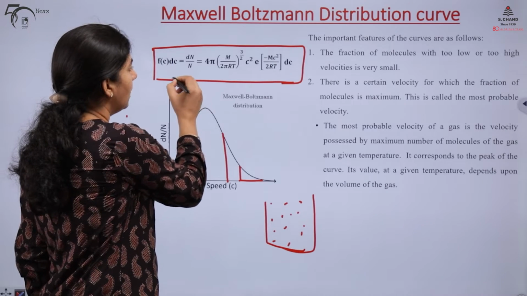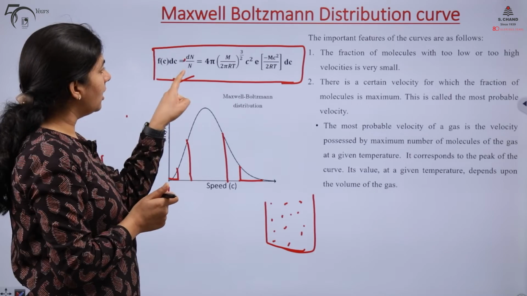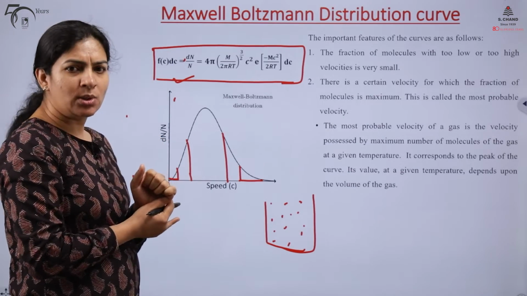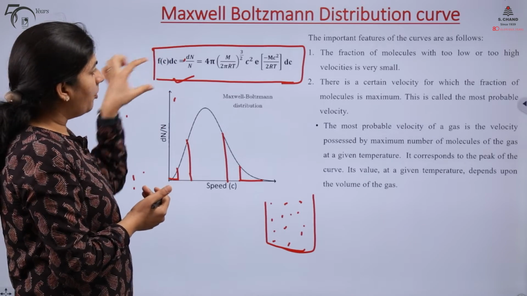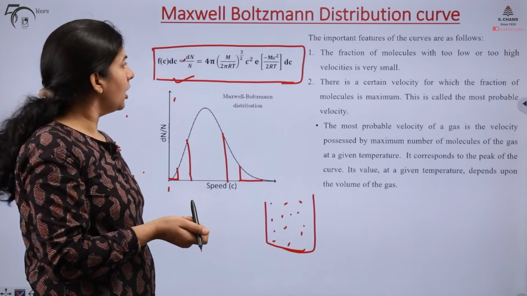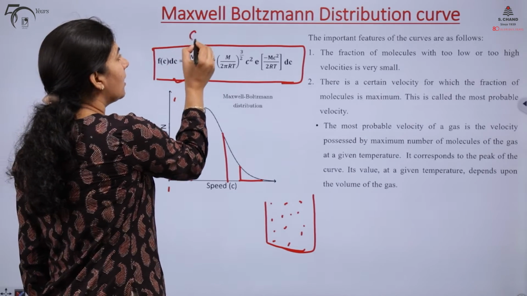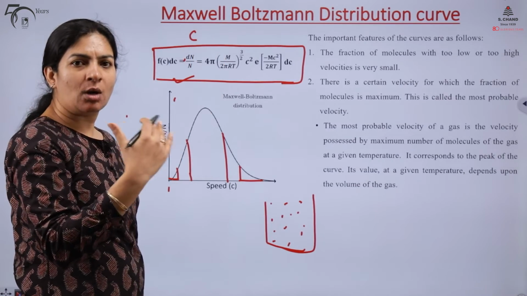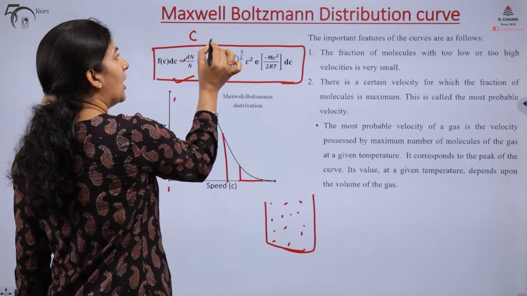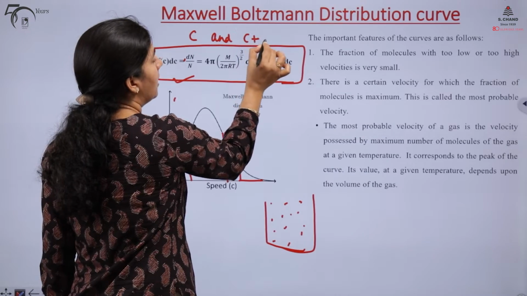It is given by this equation. So what is there on the left hand side? It is dN upon N. Suppose there are capital N number of molecules. Now what does dN upon N represent? dN upon N represents the fraction of molecules which are having velocities between a range. When we talk about the fraction, there will always be a range. So the molecules which are having velocities between C and C plus dC.